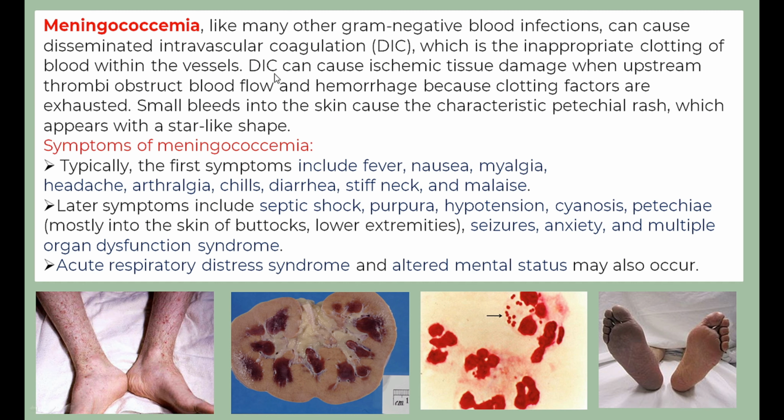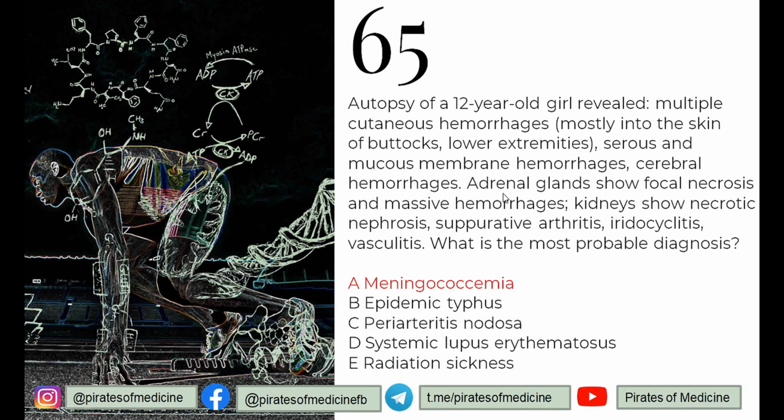So DIC can cause ischemic tissue damage when upstream thrombi obstruct blood flow, and at the same time hemorrhage because clotting factors are exhausted. Small bleeds into the skin can cause a characteristic petechial rash which appears star-like in shape, which you can see in the skin of the buttocks and lower extremities like this. And because hemorrhage can occur in various organs, it was seen in the adrenal glands, kidneys, mucous membranes, and the cerebrum, the brain, as well.